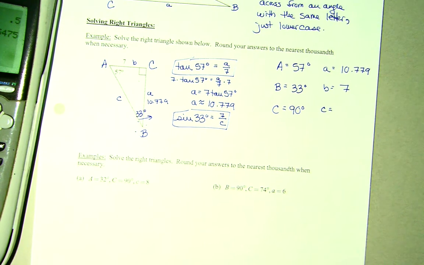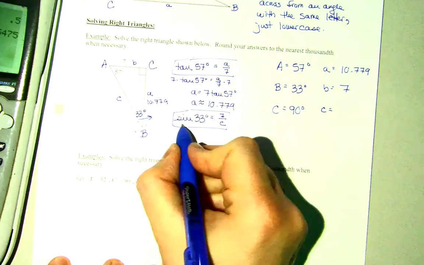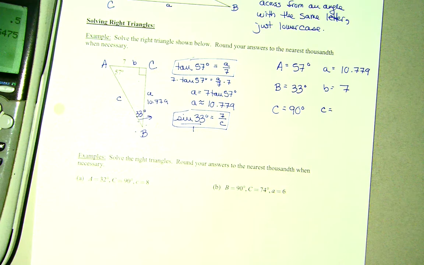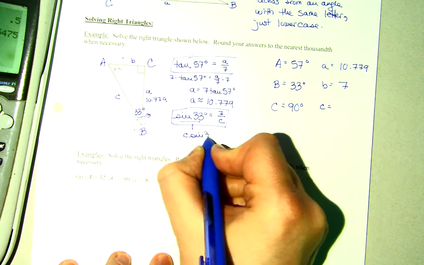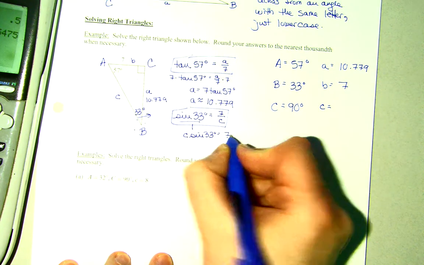I need to solve this for C. I think I could maybe put this over 1. And what's the point of that? What can I do? Let's do it. I'm going to say C times the sine of 33 degrees equals 7. So how do I find C?